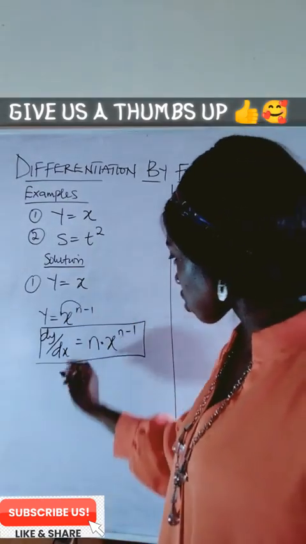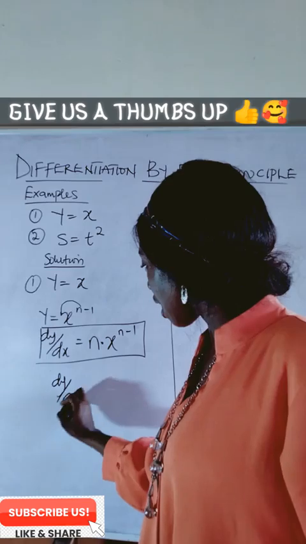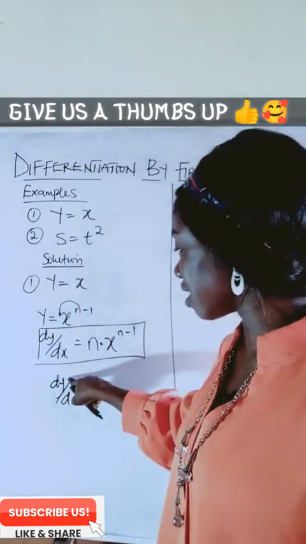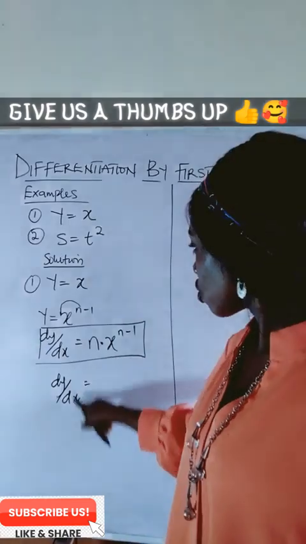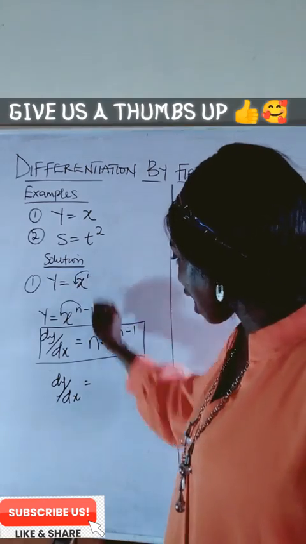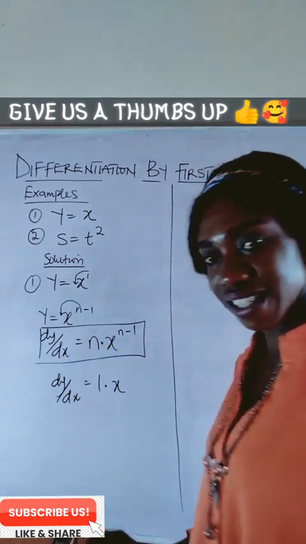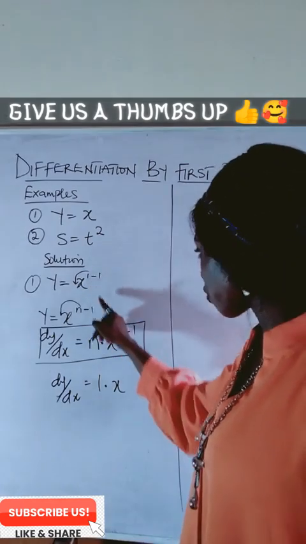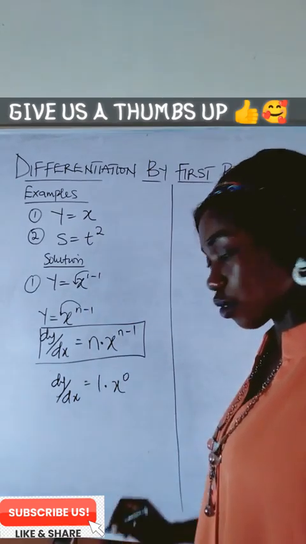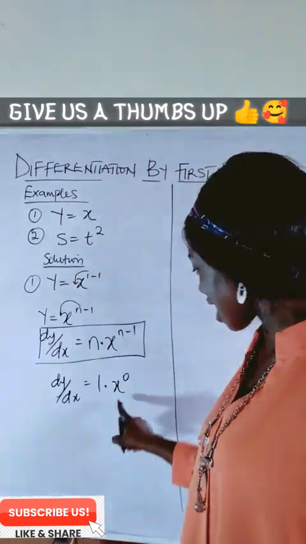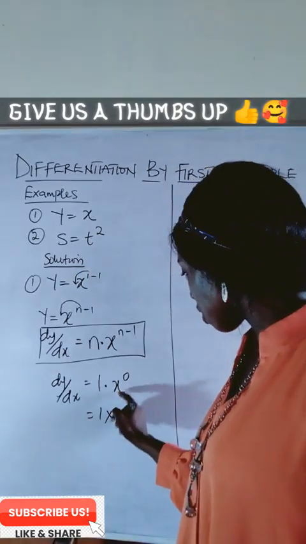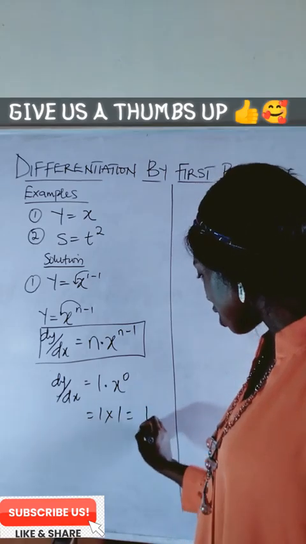So to differentiate this, we are going to have dy/dx, because we are differentiating y with respect to x, that is why we call it dy/dx. Remember the power here is 1, so we use this 1 to multiply x. Then we subtract 1 from the power: 1 minus 1 gives us 0. Remember in your indices that anything to the power of 0 is 1. So this becomes 1 multiplied by 1, and 1 times 1 gives you 1.